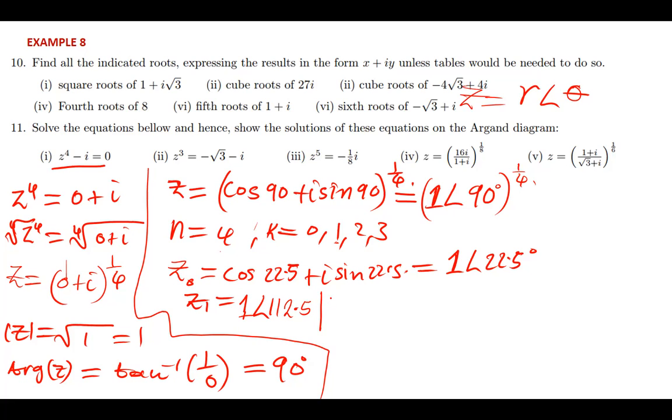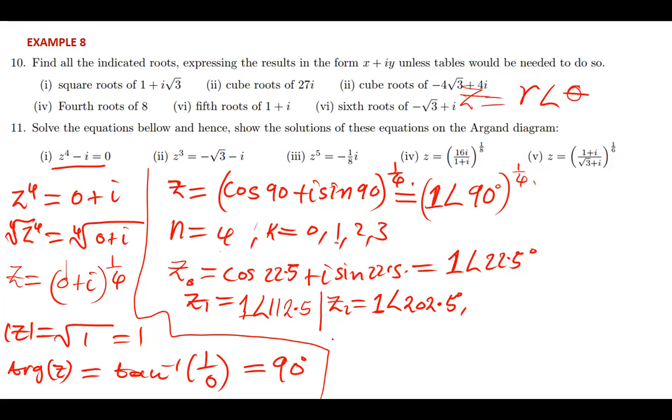So Z2 will now just be equal to, for Z0, Z1, Z2, we say 360 times 2, which gives us 720. So 720, you add it to 90. The answer will be 810. So 810, you divide that by 4, which is 202.5. So we have the magnitude there doesn't change, and then you have the angle 202.5 degrees.